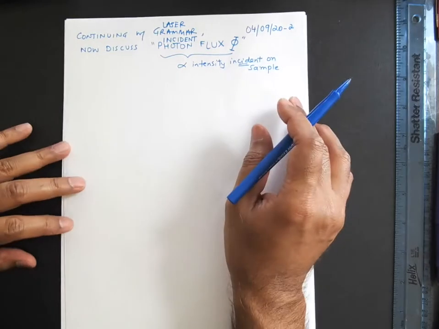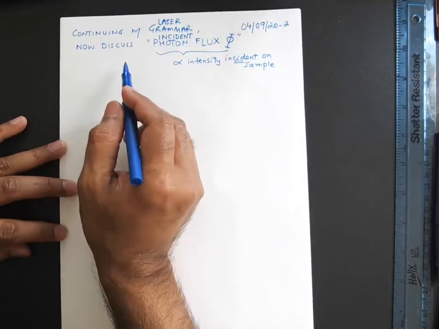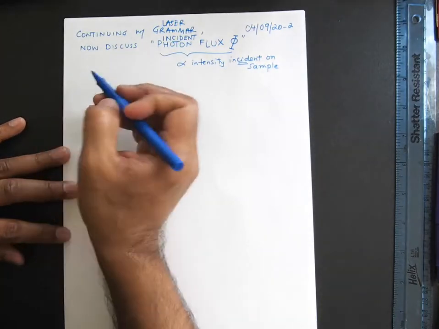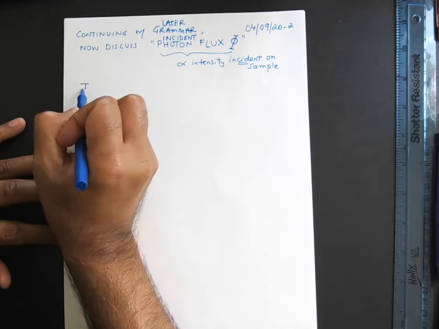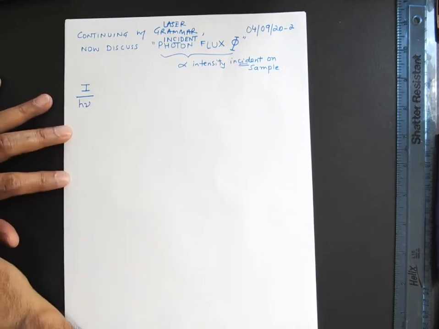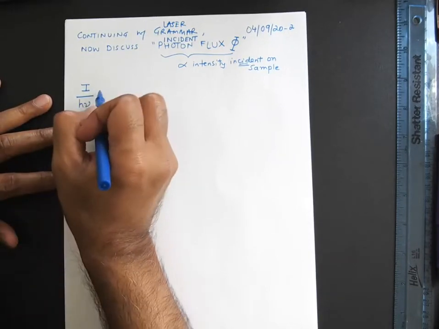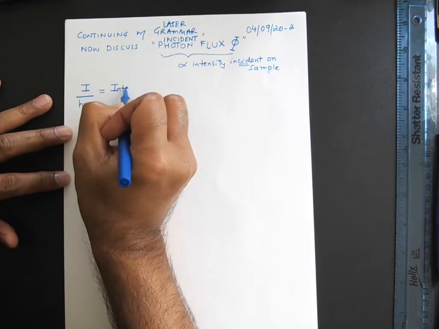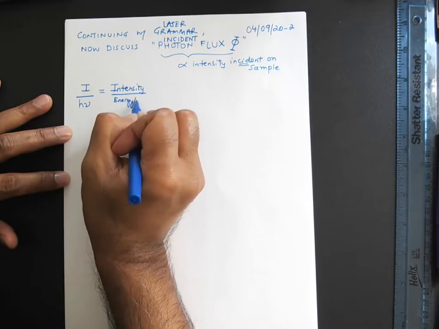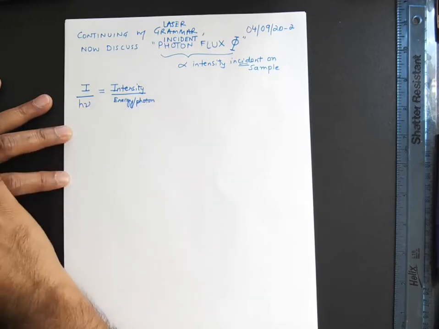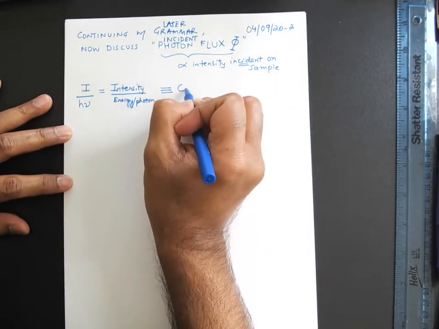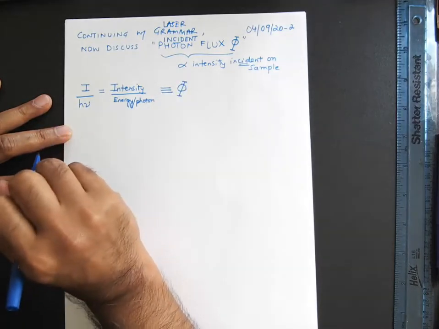Okay, so all right, so now let me make this relation between the incident photon flux and the incident intensity a little more concrete. You see the intensity, if I divide the intensity of the light by the energy in a photon, h nu, okay, so what is this? It's just what I said right now. Intensity of the light divided by energy per photon. Okay, and this is actually what the flux is defined as. Okay, this incident photon flux.